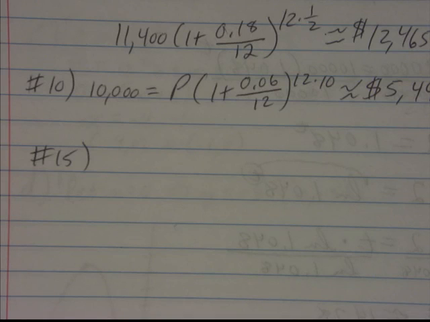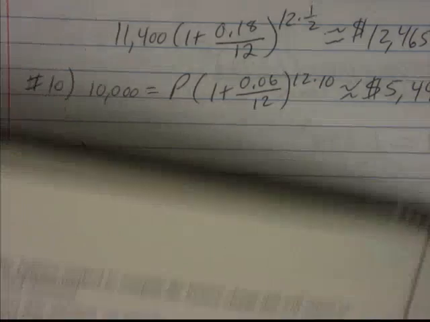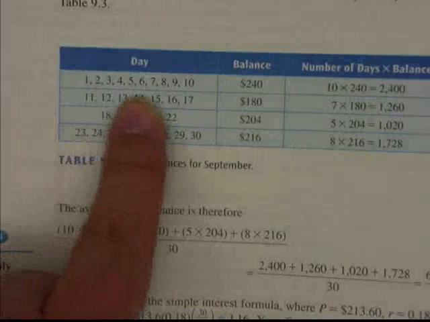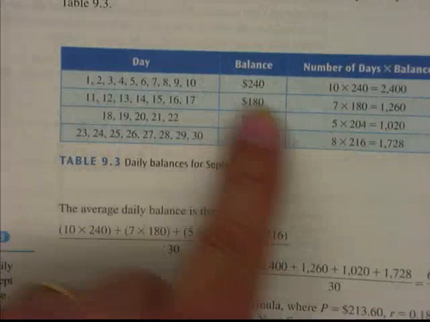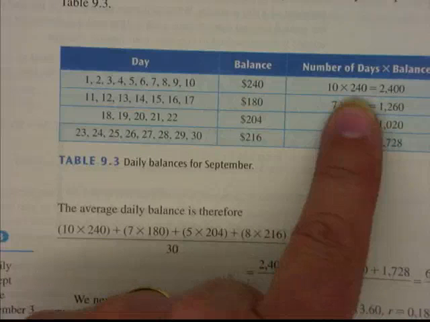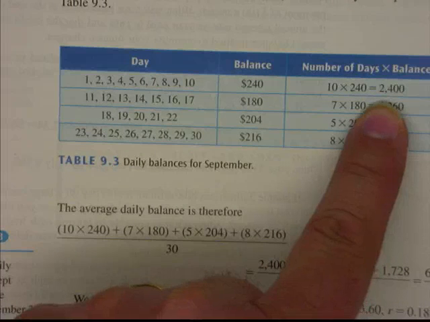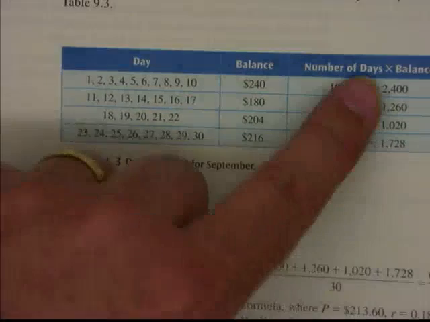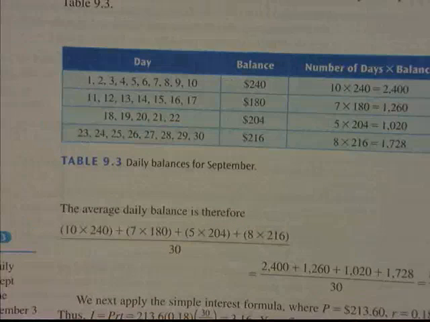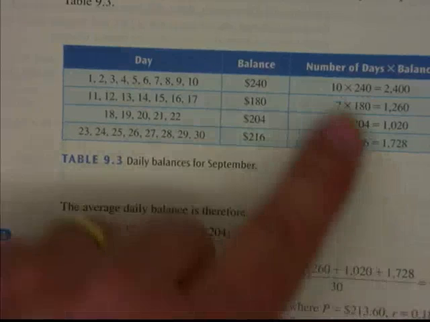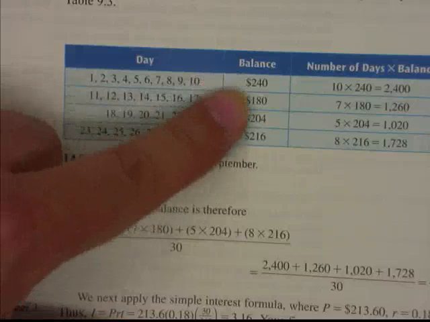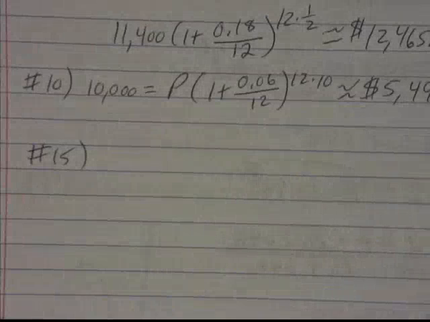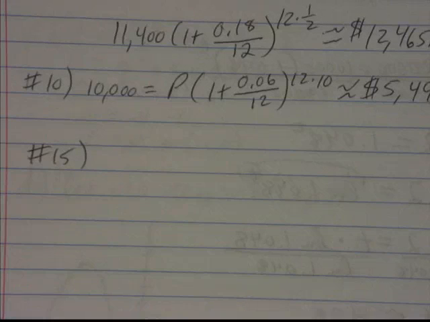Table 9.3 shows you what you want to do when you're solving these. You want to figure out how many days you've got at a particular balance, then take that number of days times the balance on those days, and that gives you a total balance from that segment of the month. And you do that for each of those. And then you're going to average all of those out as to how much you had every day. So you're going to get an average, which is going to be somewhere around in the 200s. And then you're going to use that average daily balance to find your interest. So let's go ahead and set this one up.